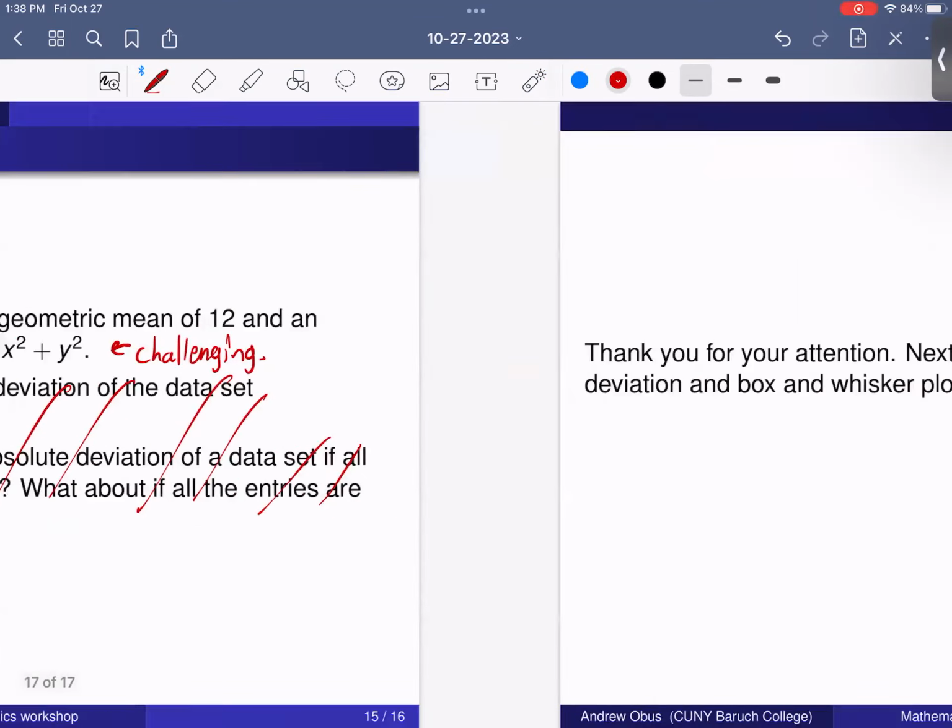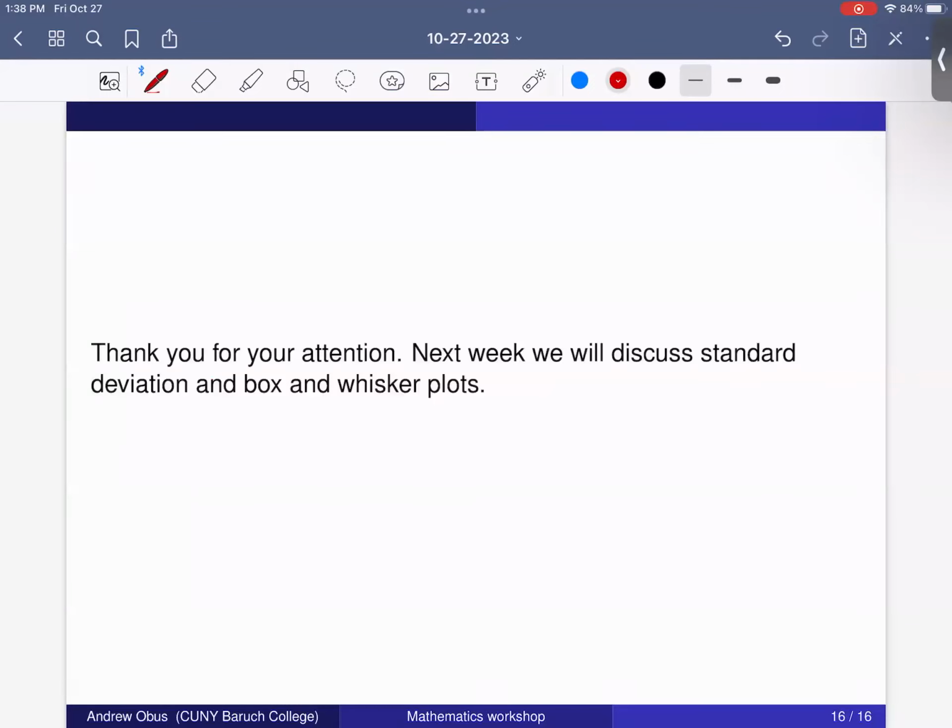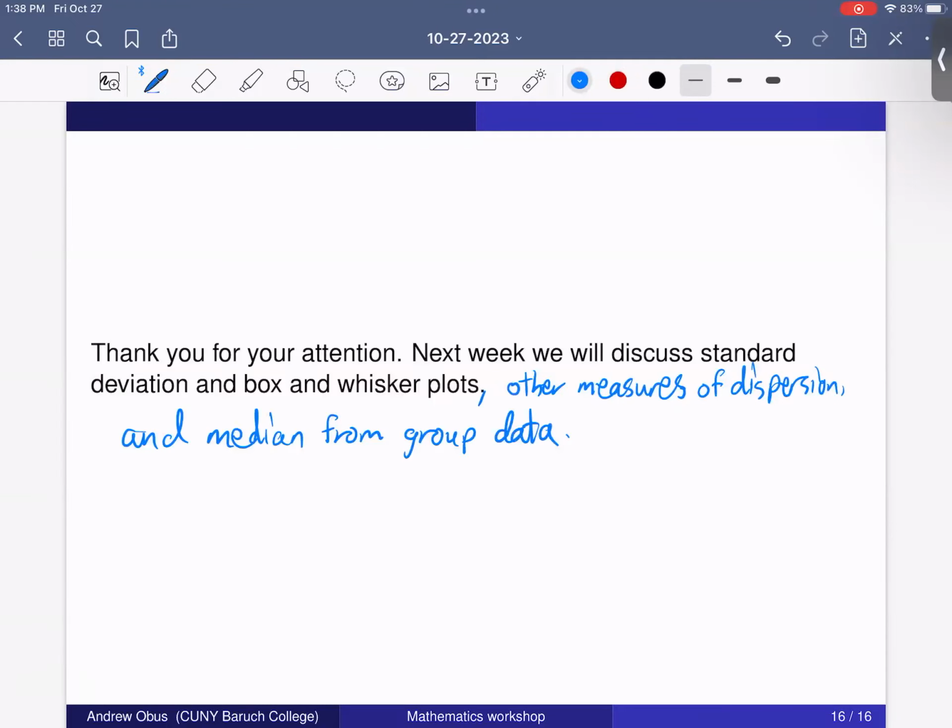And then next week, I need to edit the plan a little bit because we didn't finish everything today. So we're going to discuss standard deviation, box and whisker plots, other measures of dispersion, and getting the median from grouped data. Okay, so we'll have quite a bit to do next week. And next week will be at 4:30. We're staying with our usual time for now.